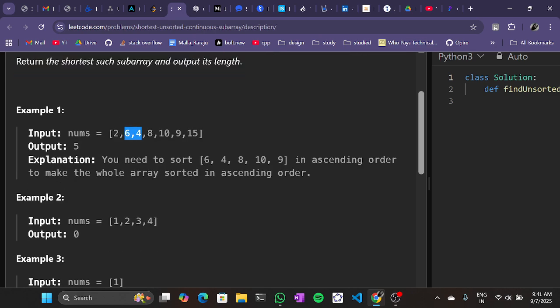So here 6 is greater than 4, and 8 is less than 10. So 10 is greater than 8. So if we sort, wait a minute, 9 is less than 10. So if we sort this subarray, the entire nums will be sorted.